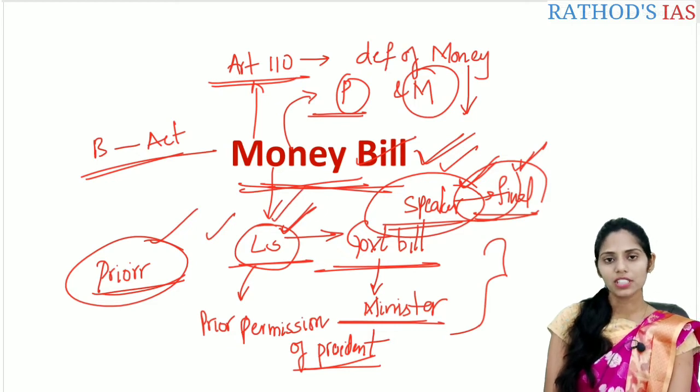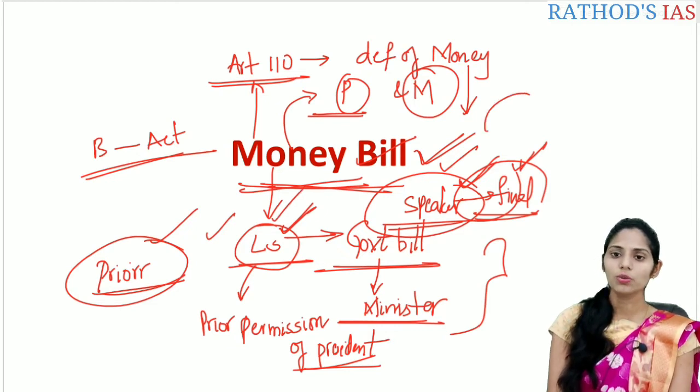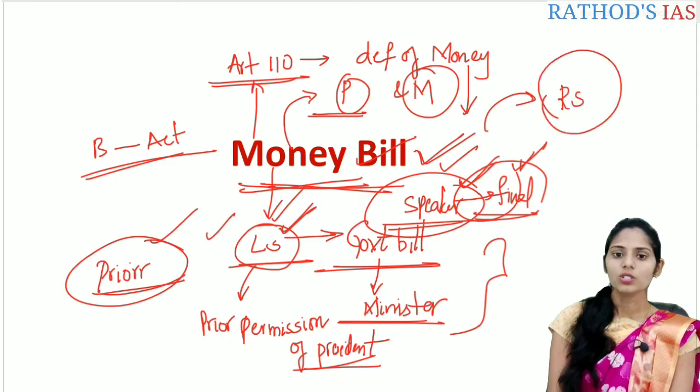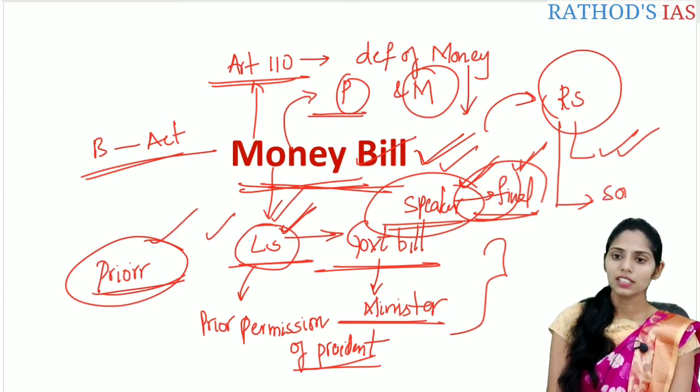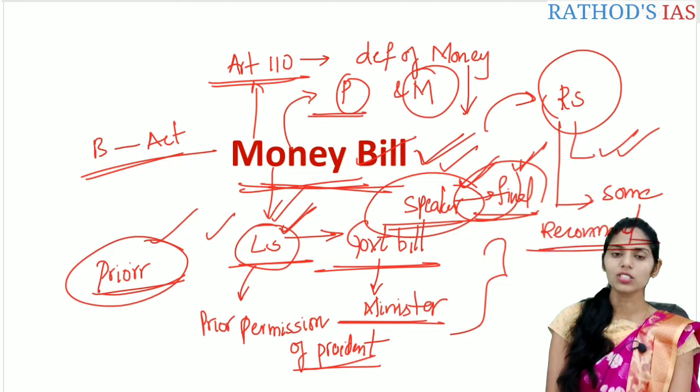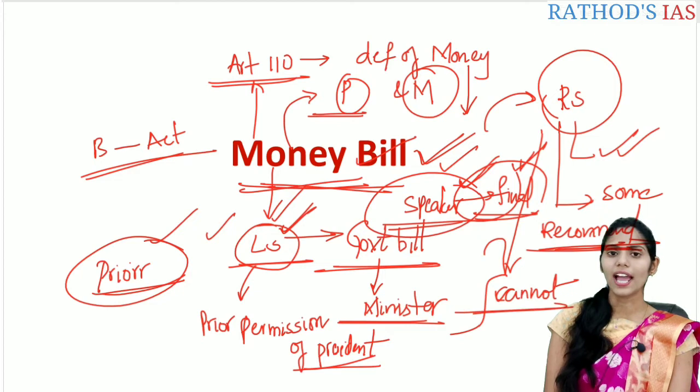Whenever this bill is passed in the Lok Sabha, it will move to the second house, that is the Rajya Sabha. The Rajya Sabha has only two options. The first one is it should accept the bill, and the next one is if it is not accepting, it makes some recommendations. It will send the bill back to the first house by giving some recommendations, but it cannot reject the bill. Here the Rajya Sabha does not have equal powers with the Lok Sabha regarding this money bill.